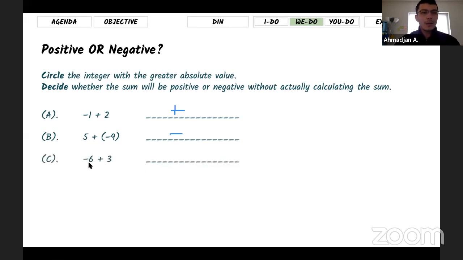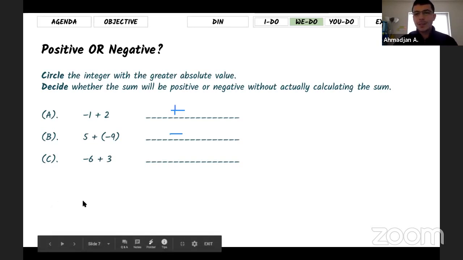So now tell me whether the result is positive or negative. Pay attention to both numbers and find out which one is the bigger number, and pay attention to the sign of the bigger number. Now we have different answers, not everybody is on the same page. Let's see if you can correct yourself.